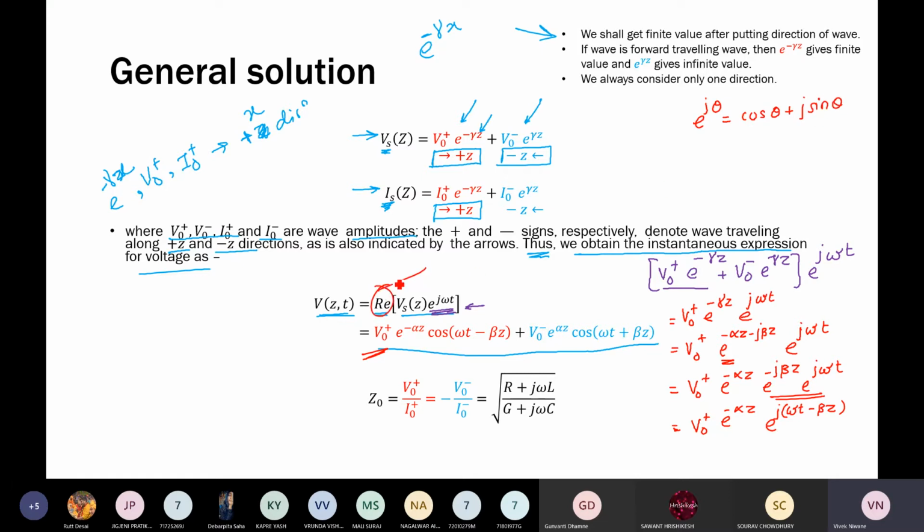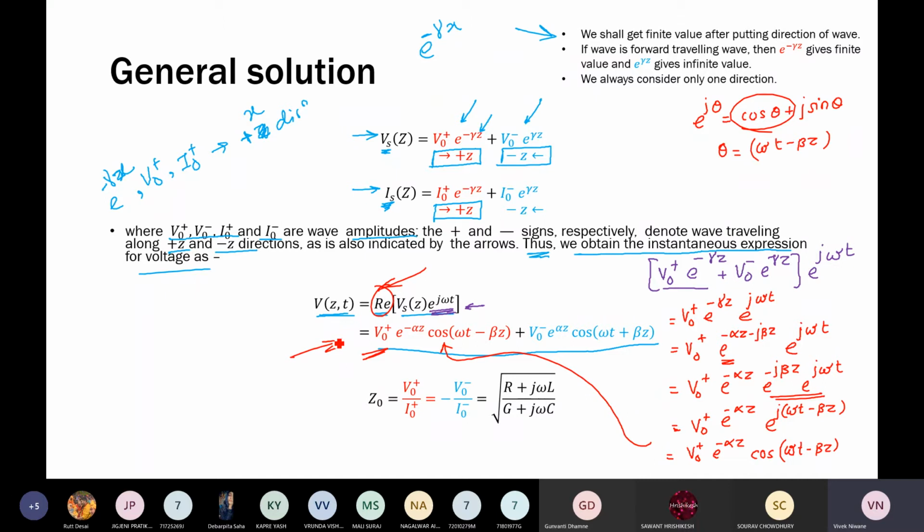Do remember that we want the real term, that means only cos theta. Here in our expression, theta is nothing but omega t minus beta z. So we can write this expression as V0 plus e raised to minus alpha z cos of omega t minus beta z. This is the same term we have written over here. You need not memorize the complete term, but you can derive it, though that will take some time. If you don't want to spend the time, you can definitely memorize the formula, no worries.